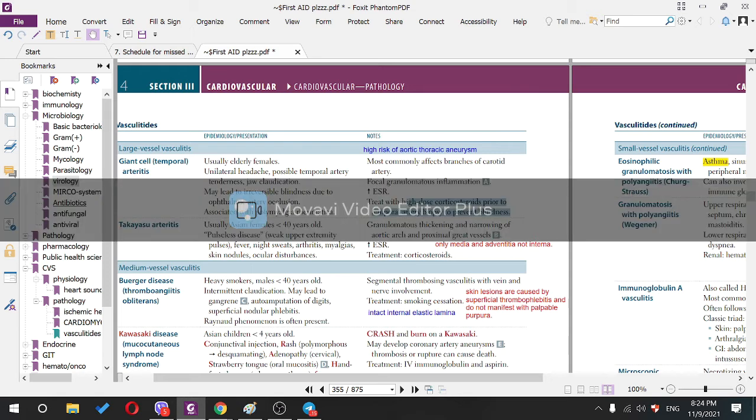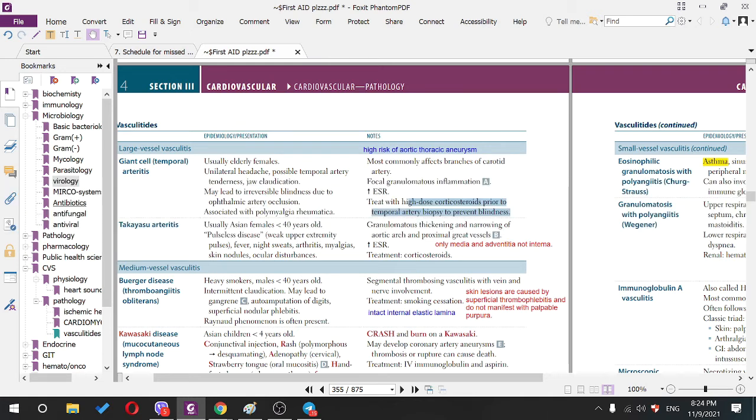Okay, let's say that you did the temporal biopsy and it was negative. Will you continue the patient on the steroid? Let's see. Yes, you will continue him on the steroid. The reason is that the biopsy has a really high chance of being false negative.